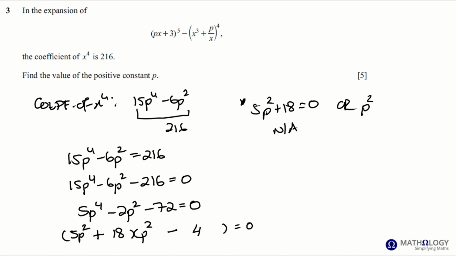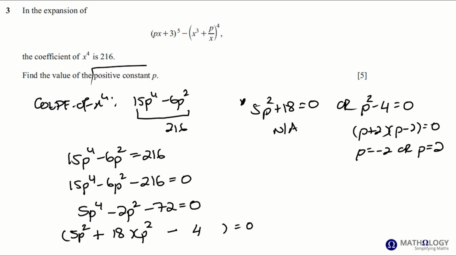Or p squared minus 4 equals 0. (p + 2)(p - 2) equals 0. p equals minus 2, or p equals 2. They did say that p is a positive constant, so therefore we invalidate p equals negative 2. If you do not invalidate solutions, you will be penalized. Cambridge will penalize you. You'll lose unnecessary marks as a result. So always check your answers. So p equals 2.